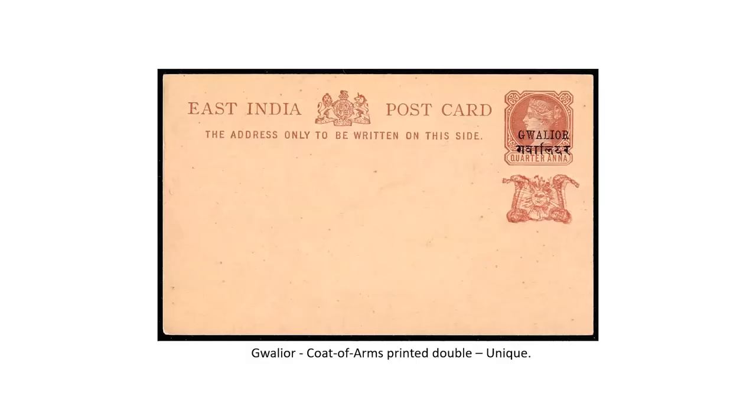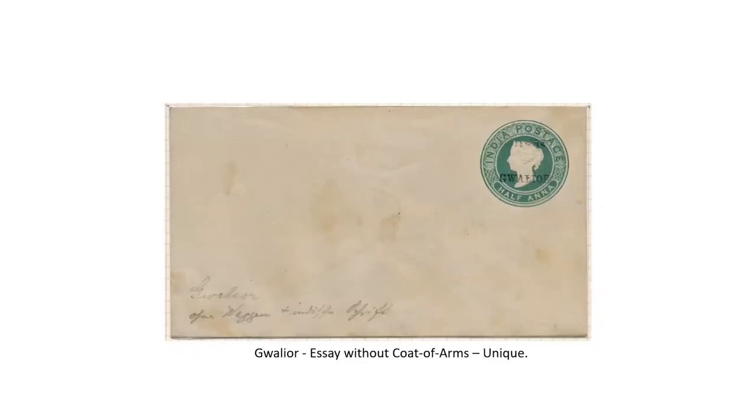Here we have something very interesting where the snake and the sun is printed double, also unique. And here we have an essay without the coat of arms.